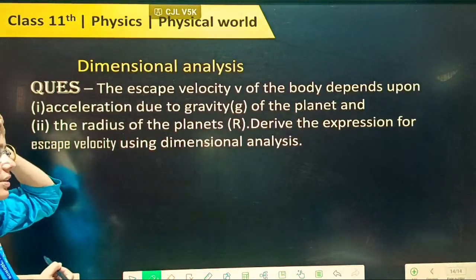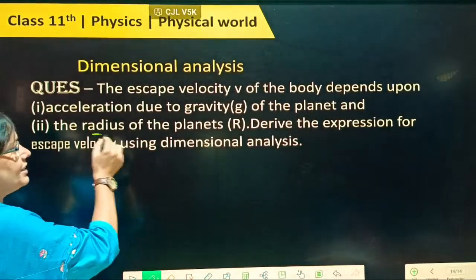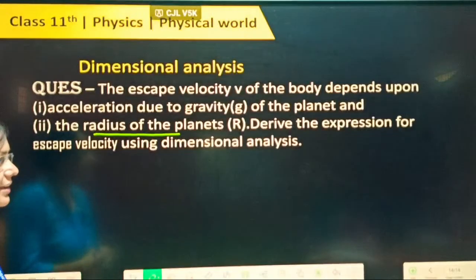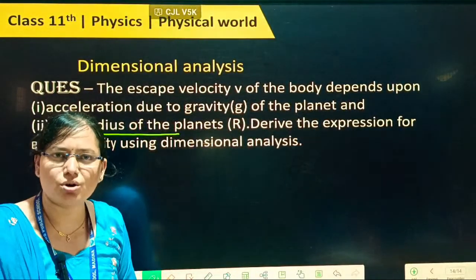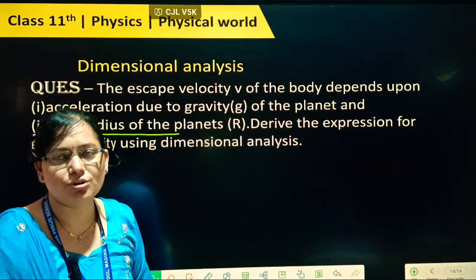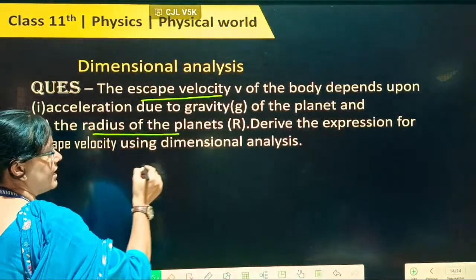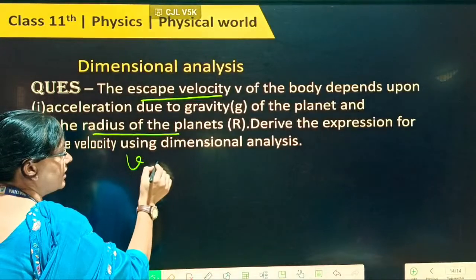Now the next question, using this we can apply it, beta. Escape velocity v depends upon the acceleration due to gravity g of the planet and the radius of the planet. Then derive the relation using dimensions. This also, beta, we apply the same method of dimension analysis to find the equation. How can we write escape velocity? Again, beta, the same method we are applying.